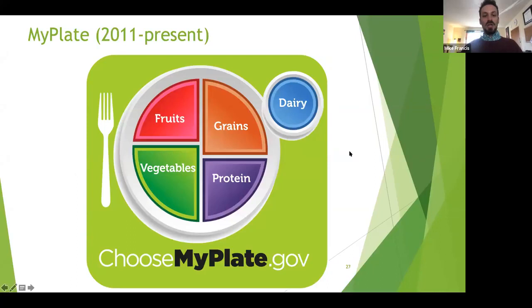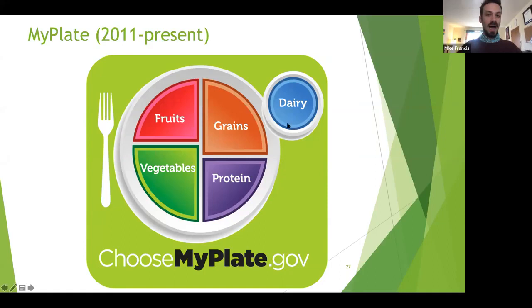Currently, they're using something called MyPlate, which is not perfect, but in comparison to the food pyramid and My Pyramid, it's way better. One thing you can see right off the bat is that MyPlate is really easy to interpret. You can just look at this and say, okay, half my plate should be fruits and vegetables, a quarter protein, a quarter grains, optional dairy. Super simple.